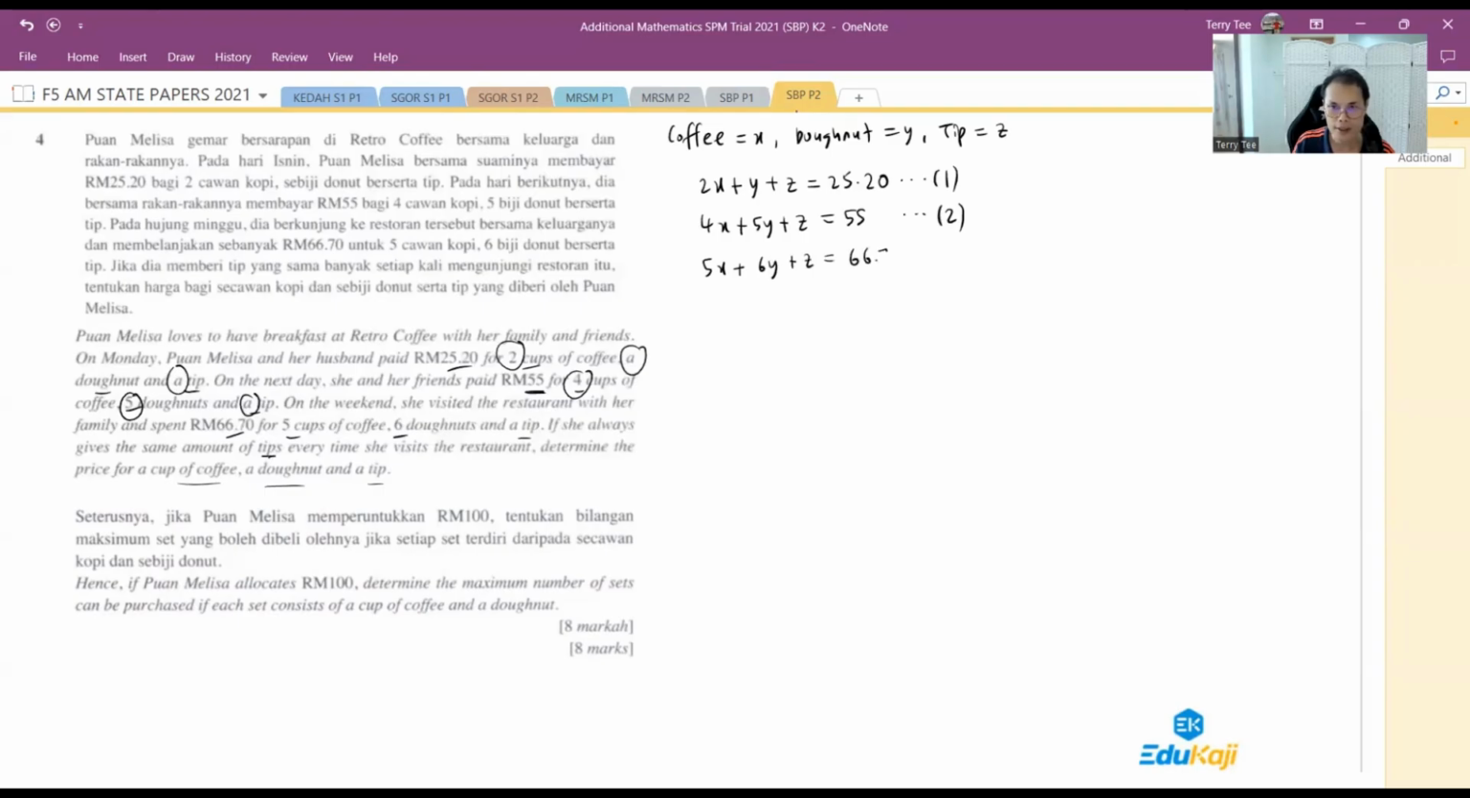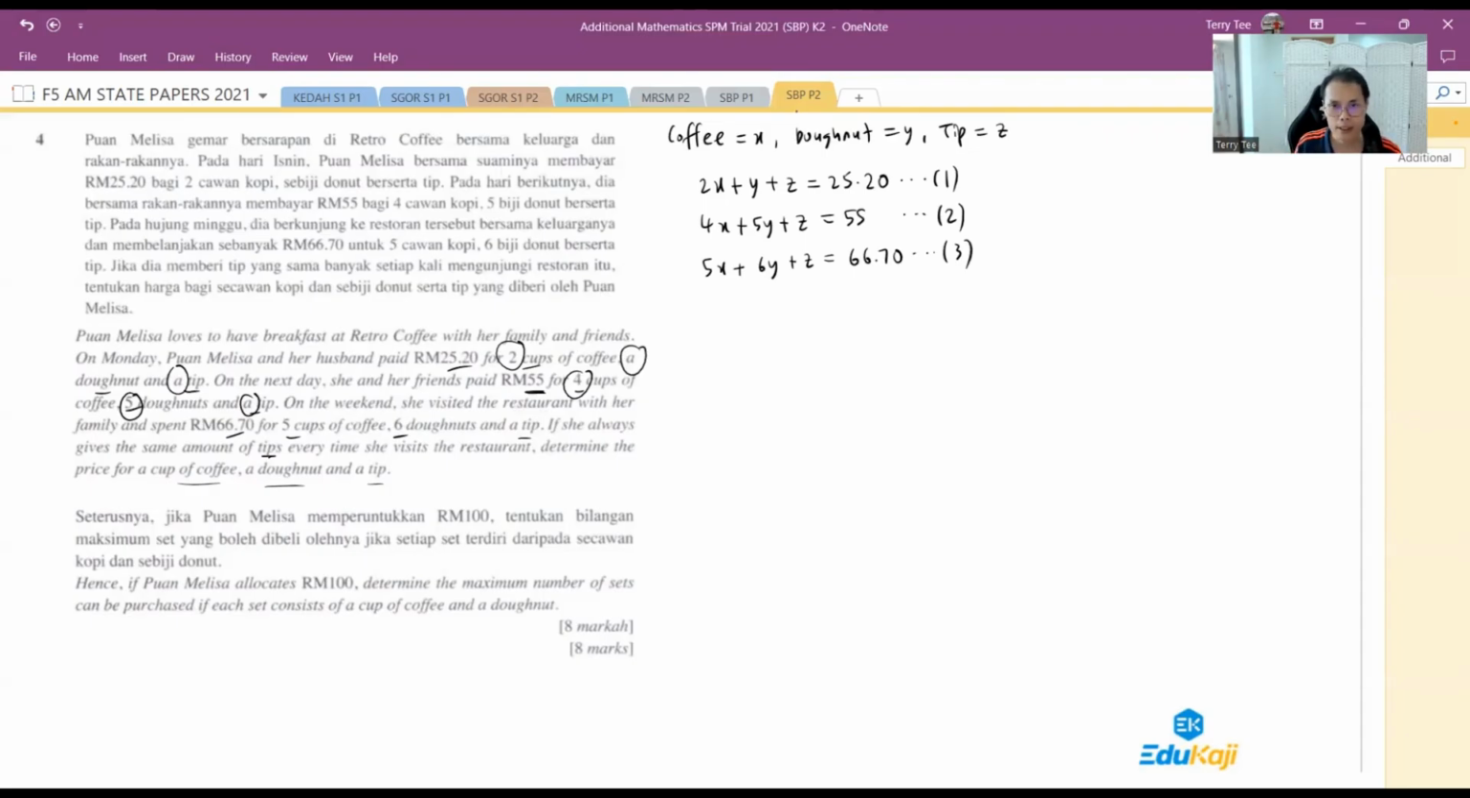Total 66 ringgit 70 cent. Equation number 3. Okay, so the question is, how do we solve this? Now, the way I look at it is it has all these three equations. They have the same coefficient of z. So I think it's easy to use elimination. As we subtract, we can get rid of z quite easily, right?